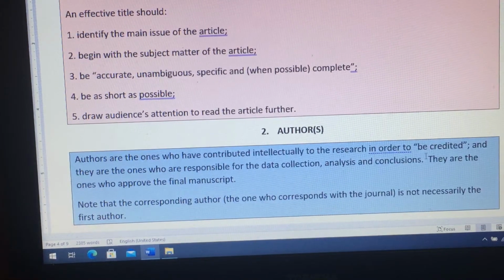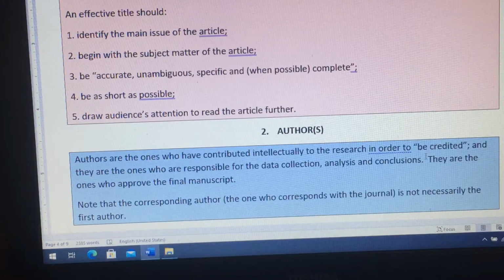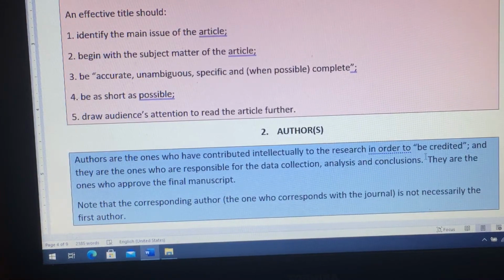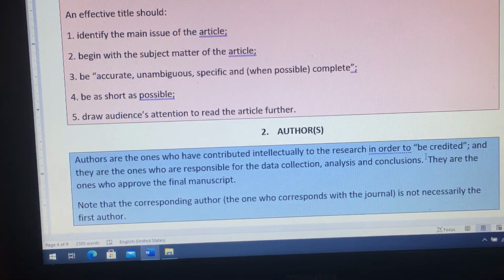Now, of course, as part of writing an academic scholarly research article or paper to be published in a journal, you also need to look at how you write the names of the author or authors. Of course, authors are the ones who have contributed a great deal of intellectuality to the research itself, in order to make it credible, in order to make it reliable, in order to make it worthwhile.